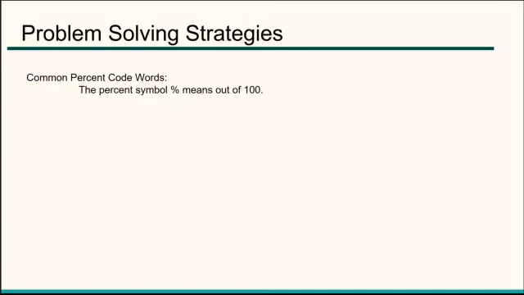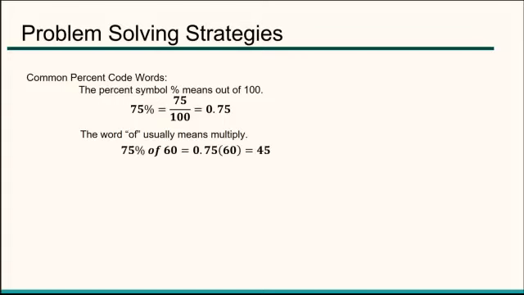Now, the percent symbol means out of 100. So anytime you see something percent, you can say, well, 75% means 75 out of 100. And then I can change that to a decimal to use in my equations as 0.75. The word of usually means multiply. If I were to say 75% of 60, I would take the number 0.75 and then multiply it by 60, and then I would get 45.